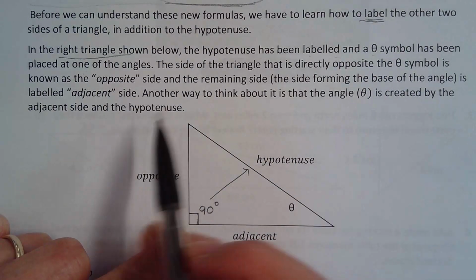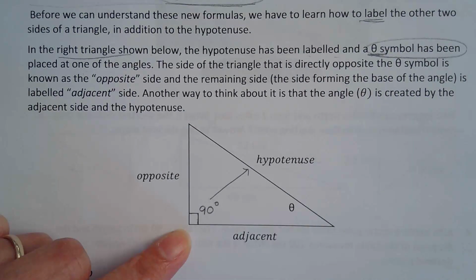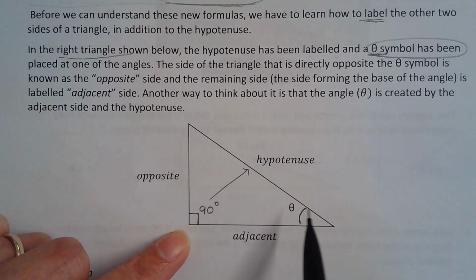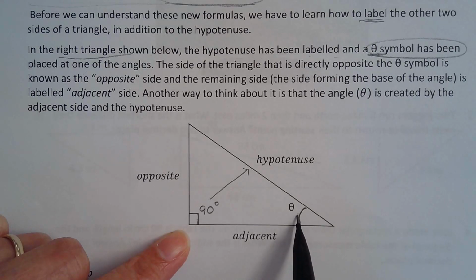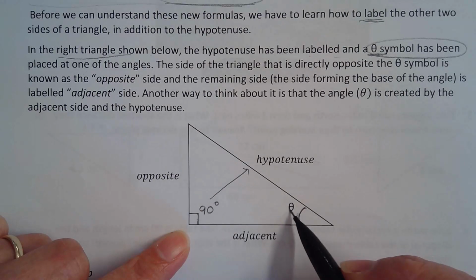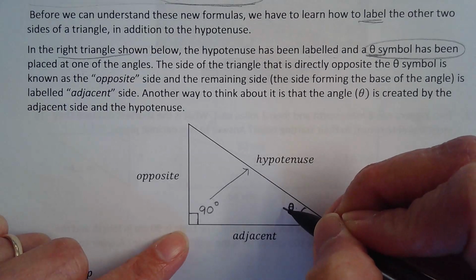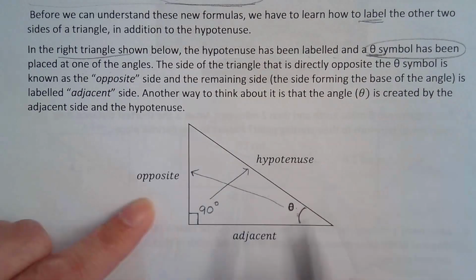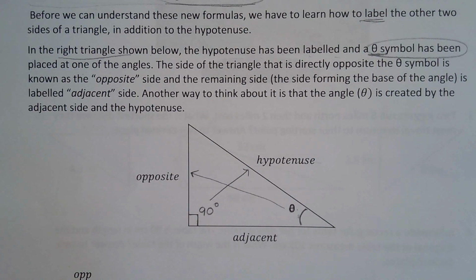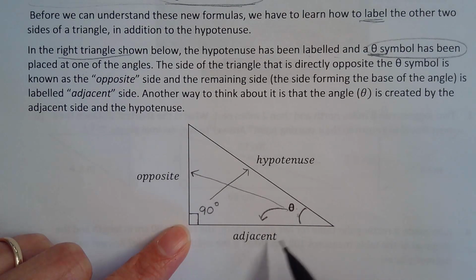Now, a theta symbol has been placed at one of the other angles. So the theta angle is placed in here. So from this angle, if this is the theta, right across from that is called the opposite. Okay, the opposite. And then this side over here is called the adjacent.